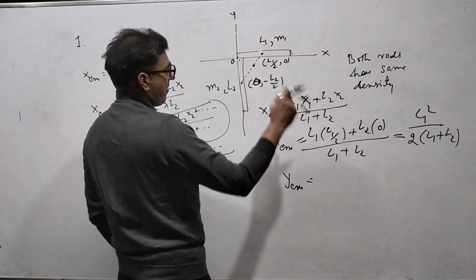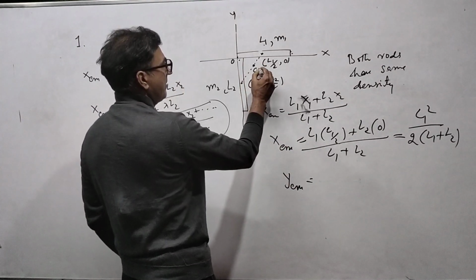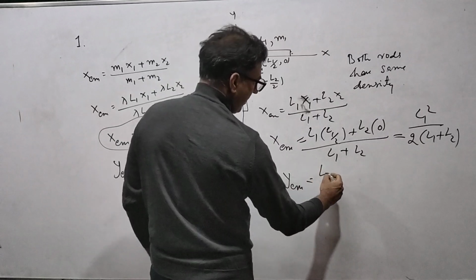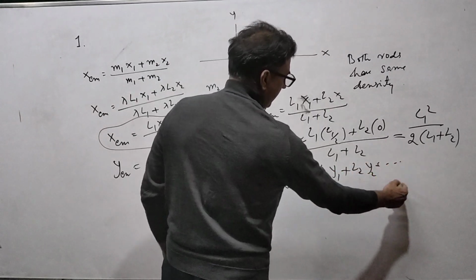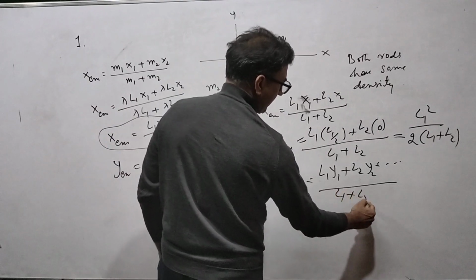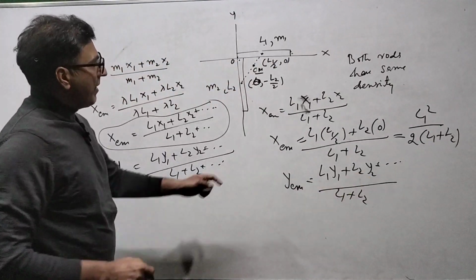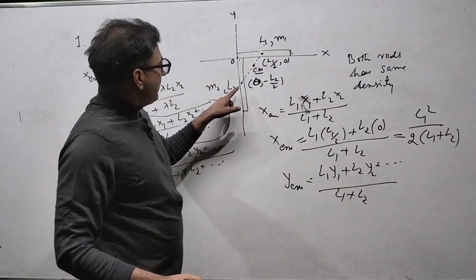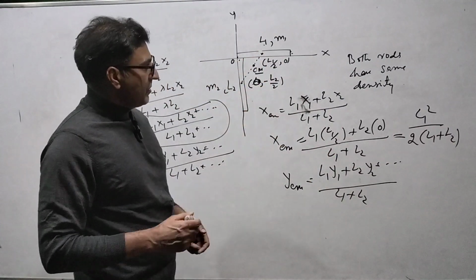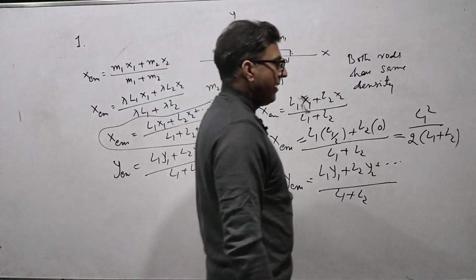Similarly, you can find YCM. The y coordinate of the center of mass is L1 y1 plus L2 y2 plus so on, divided by L1 plus L2. You can substitute the values here. Y1 for this is 0 and Y2 for this is minus L2 by 2. So you can write it that way.